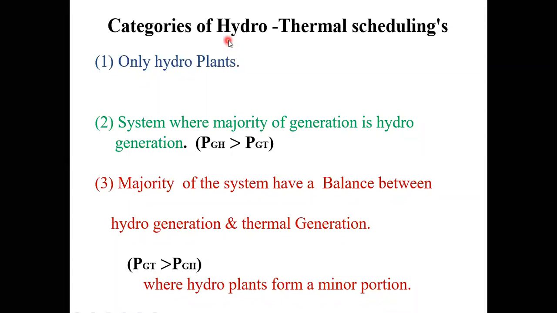So this is based upon what type of power plant is going to generate or going to supply the load. Based upon that point, hydrothermal scheduling is divided into 3 types. The first one is only hydro plants, and the second one and third one are a mixing of 2 different sources. Okay, this is the categories of hydrothermal scheduling.